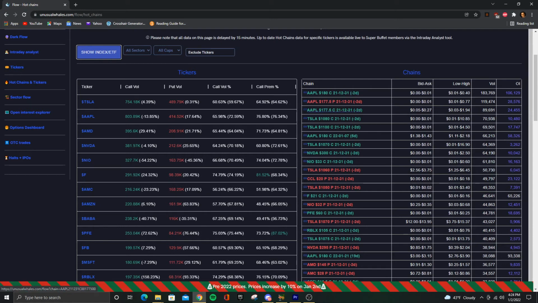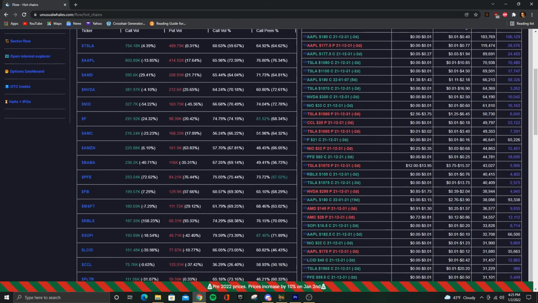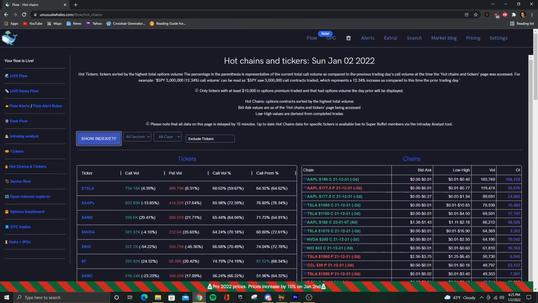You can see 1, 2, 3 calls and 1 put. It shows you the open interest. So that's very, very useful. And this will show you what's hot during the day in real time, essentially. So it's very good to look at during the day, a little bit after open, to see what's getting a lot of interest and volume. So I don't want to drag this on too long, because I will not be able to post it to Discord then. But those are the 3 I use all the time: the live flow, Intraday Analyst, and hot chains and tickers.